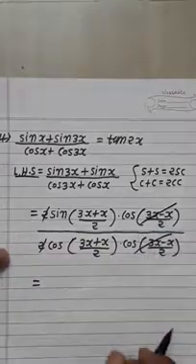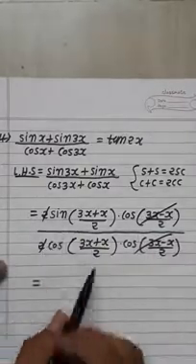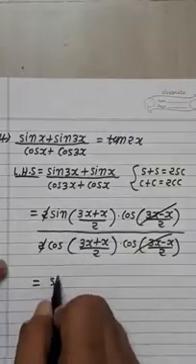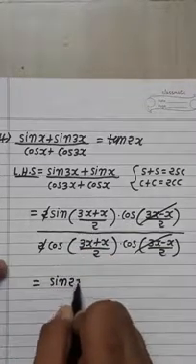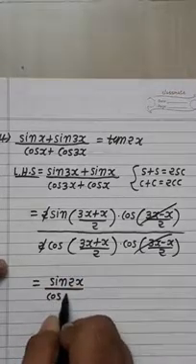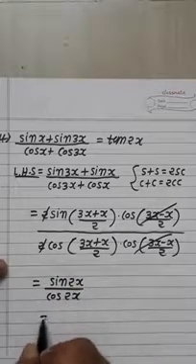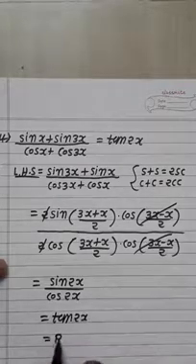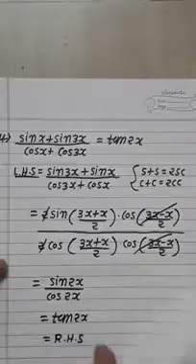2 cancels out, this term also cancels out, so the remaining term is sin((3x plus x) divided by 2), so here we can write sin 2x upon, in the denominator, cos 2x, and sin upon cos means tan 2x, which is equal to the RHS side. Next question.